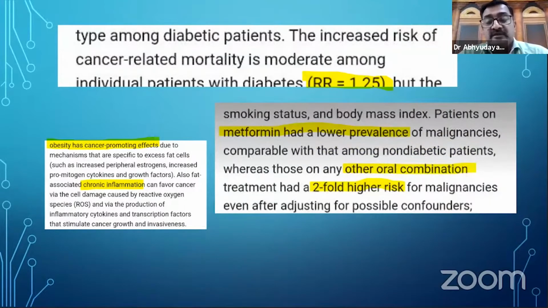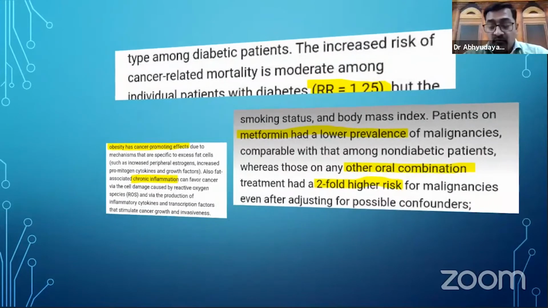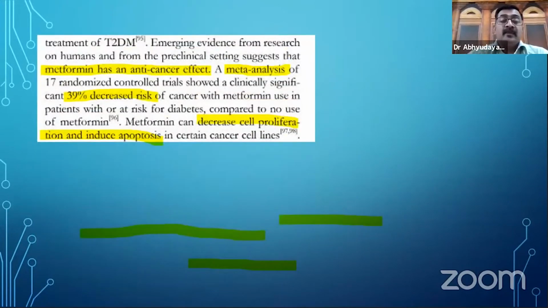And when we talk about the medications, we know metformin we have been using for a lot of years, as a drug which should be started in all diabetic patients, and metformin has been shown to lower the prevalence of various malignancies compared to other oral combinations. In this study, they have shown that compared to metformin, other OADs or combinations of other drugs used had twofold higher risk of malignancies even after adjusting for possible confounders. So they showed that metformin has an anti-cancer effect.